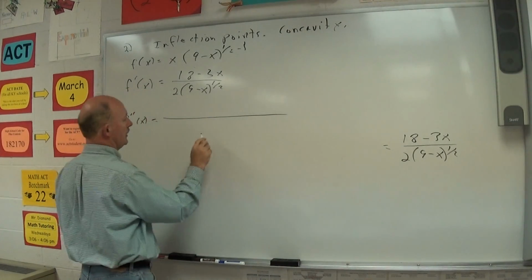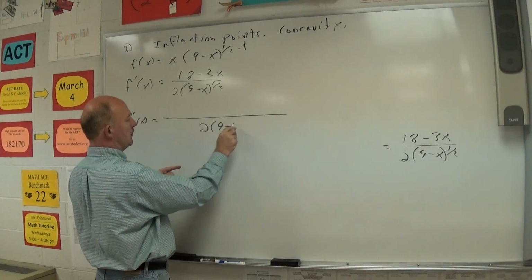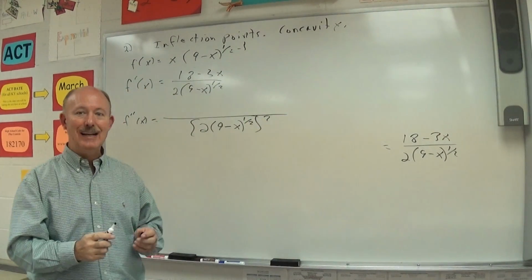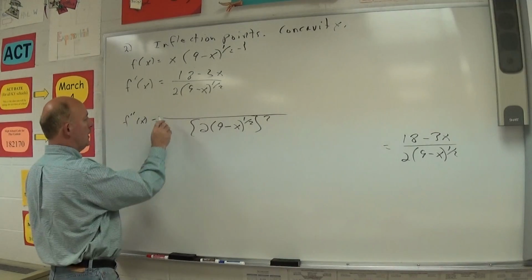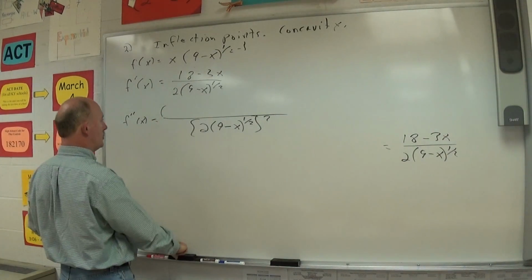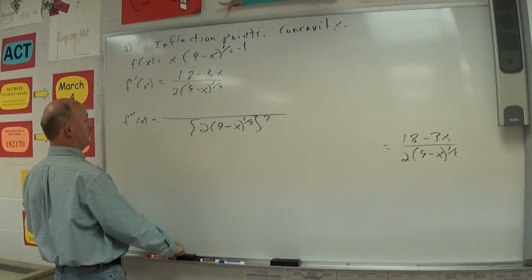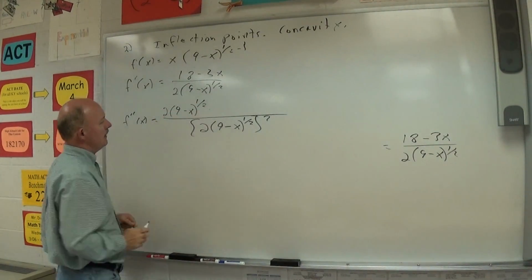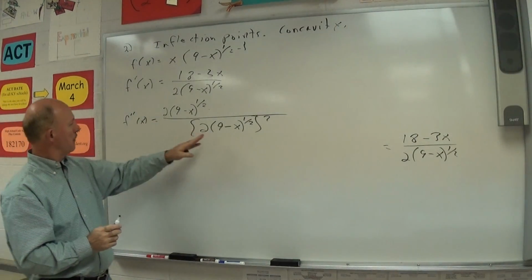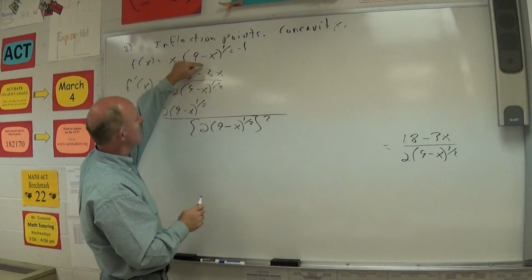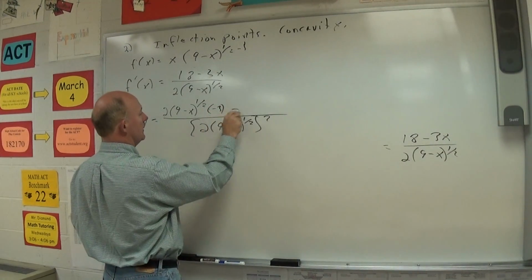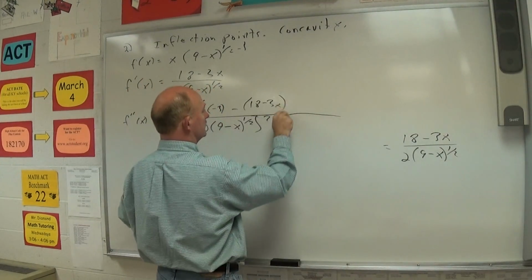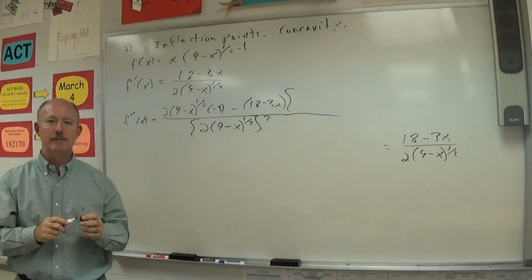Remember how the quotient rule starts. This will be 2 times 9 minus x to the 1/2 power, so you take your denominator and square it. And we'll take the bottom, which is 2 times 9 minus x to the 1/2 power, times the derivative of the top. Now the derivative of 18 minus 3x would be negative 3. Okay, minus the top, which is 18 minus 3x, times the derivative of the bottom.